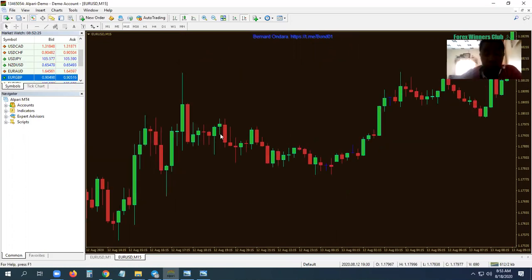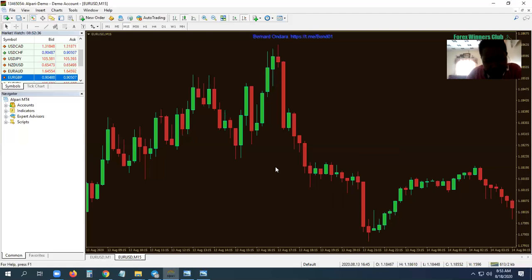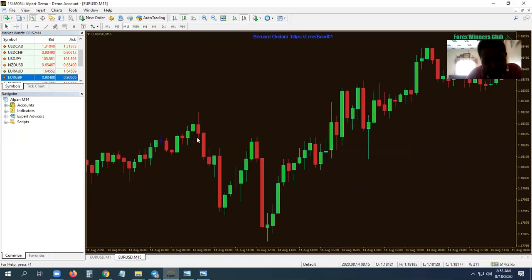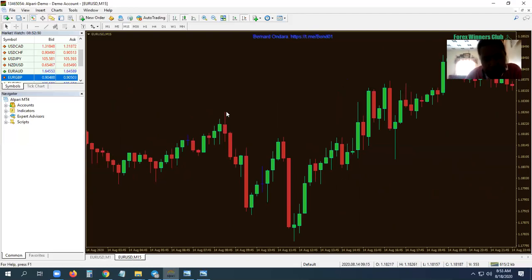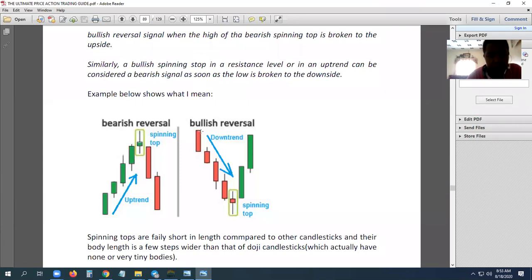Something similar to that. Spinning top, market goes down. Spinning bottom, here, market has been going down. Spinning bottom, market goes up. Spinning top, spinning bottom in a downtrend, market goes up. Spinning top, market goes down. So you just need to see that there's a body and the wicks are almost the same. That's the logic.